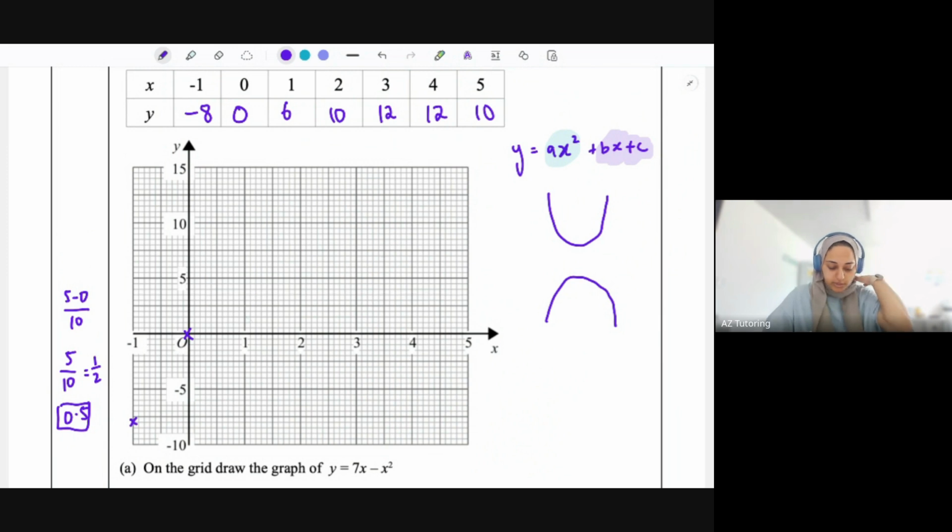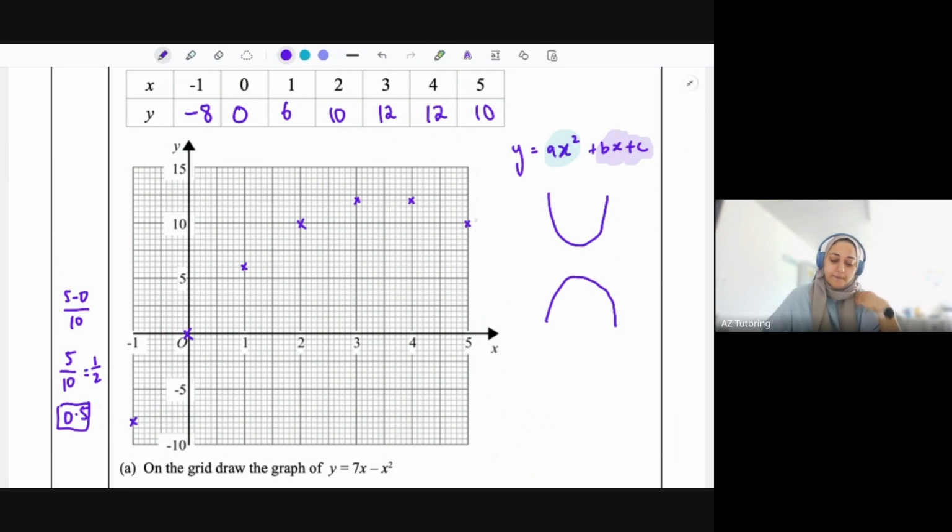We've got 1, 6. So 1, 6 is here. 2, 10, which is right there. 3, 12. So here's 3. That's 11, 12. We've then got 4, 12, which is here. So 11, 12. And 5, 10.